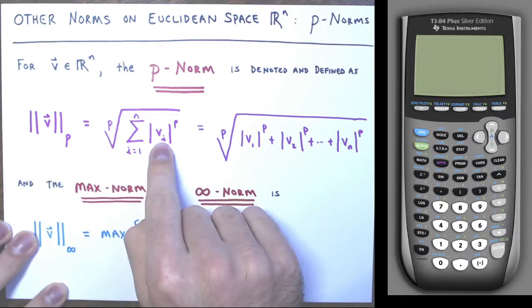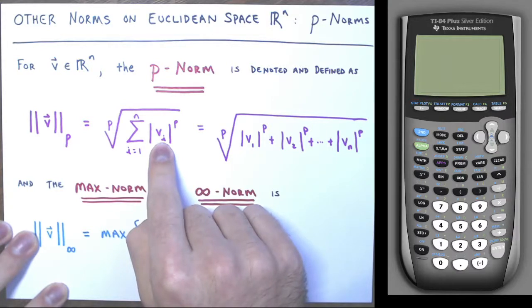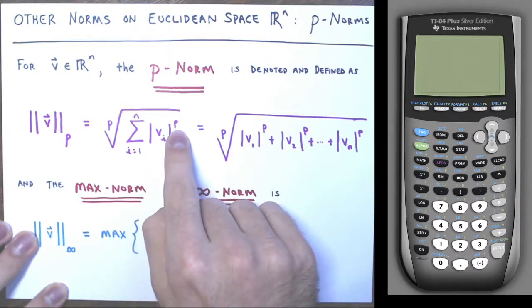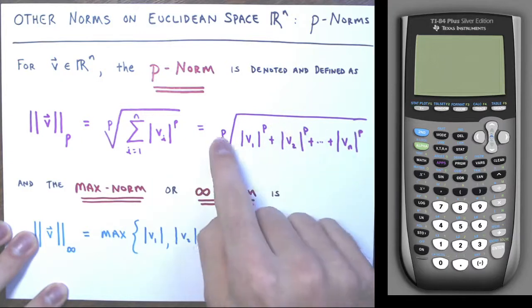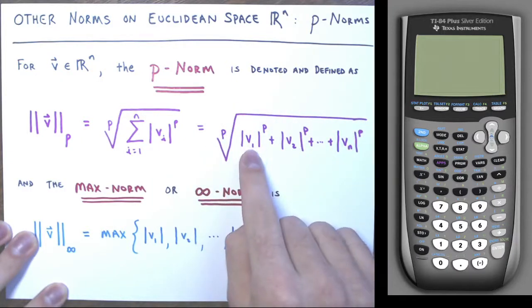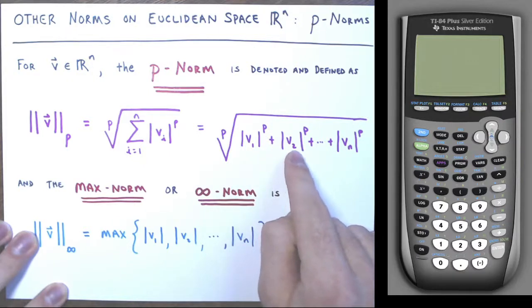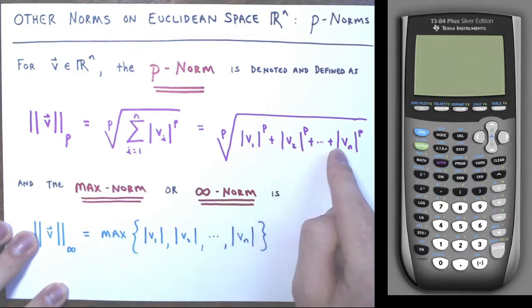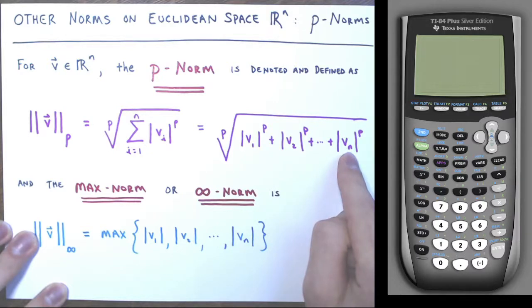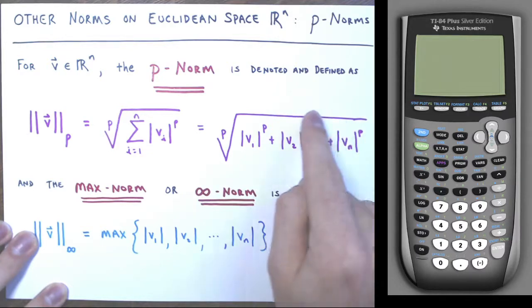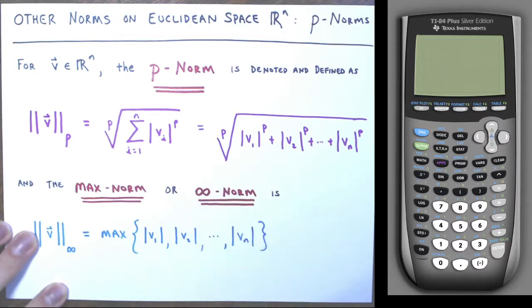You take the absolute value of each component, so that you ensure things are non-negative, so that positivity holds. The absolute value of each component of the vector to the pth power. Another way to write that: the pth root of the absolute value of v1 to the pth power plus the absolute value of v2 to the pth power plus the absolute value of the nth component vn to the pth power, all underneath this pth root.